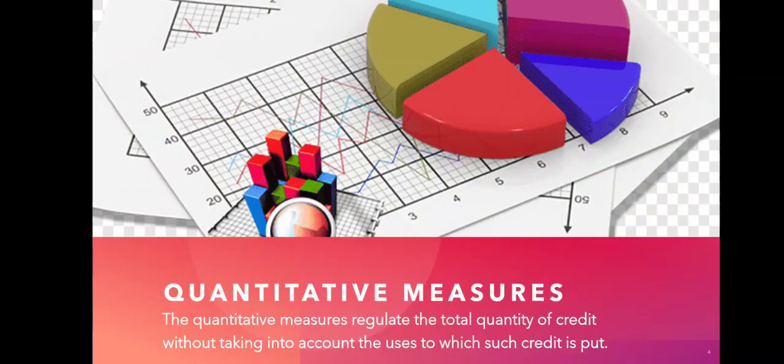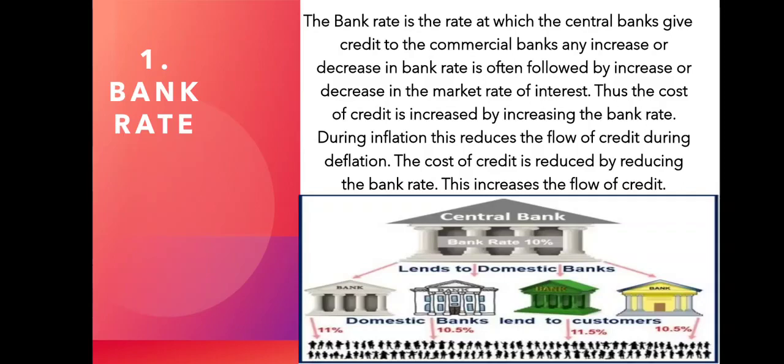measures. The first type of monetary policy measures is quantitative measures. Now, the quantitative measures regulate the total quantity or amount of credit in the economy without taking into account the uses to which that credit will be put. So let's look at the first quantitative measure, and that is bank rate. Now, what is bank rate?